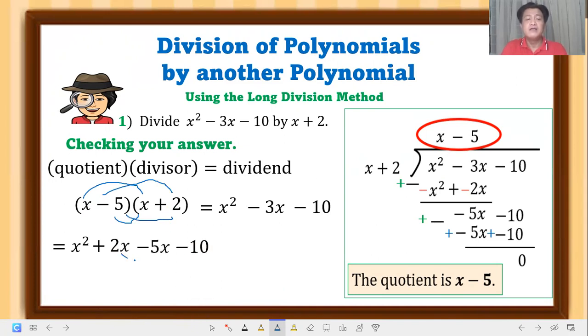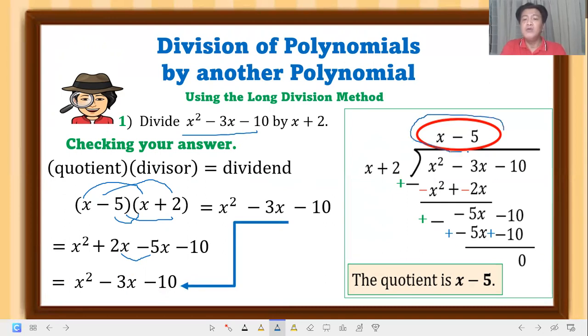And take note, di ba? Combine like terms yung outer tsaka inner terms sa FOIL method. And what is the sum of this? That is equal to negative 3x. Mas malaki kasi yung negative. And what are you going to do with x squared tsaka negative 10? Since wala silang like terms, you have to bring down lang. Okay, ang tanong dyan, same lang ba yung nakuha natin doon sa given na dividend? Di ba? Same lang ba siya? Yes. So meaning to say, tama po yung sagot natin na quotient na x minus 5. Kapag hindi, balikan mo yung iyong solution.